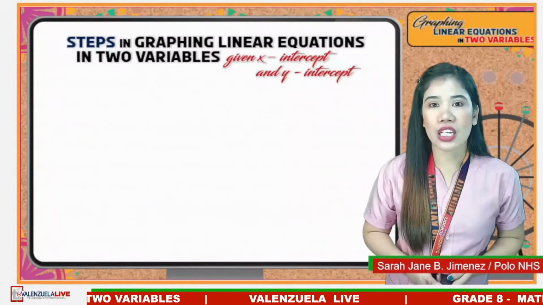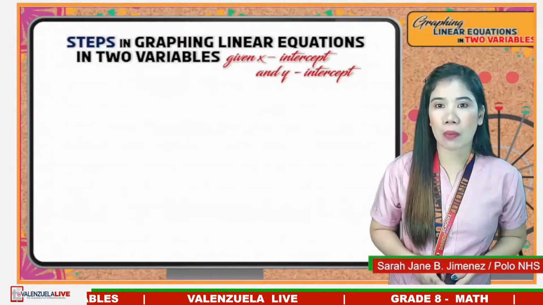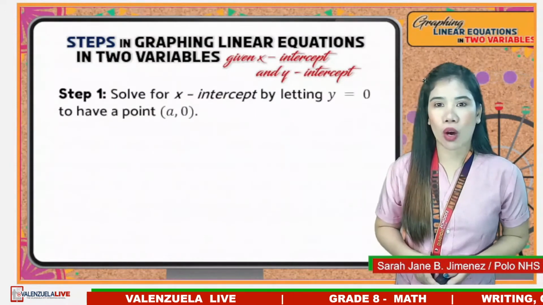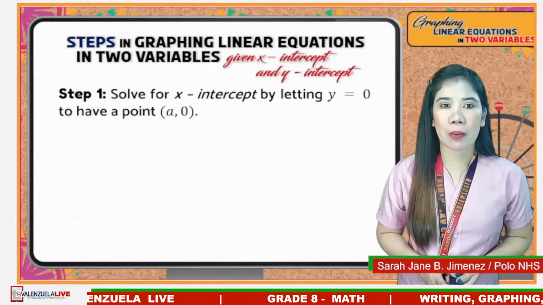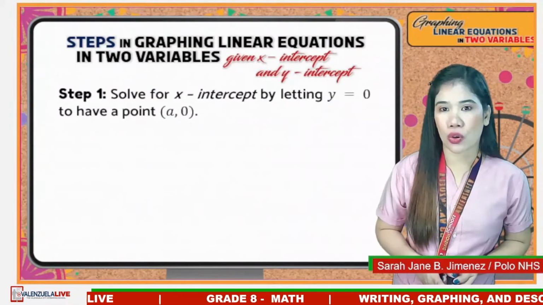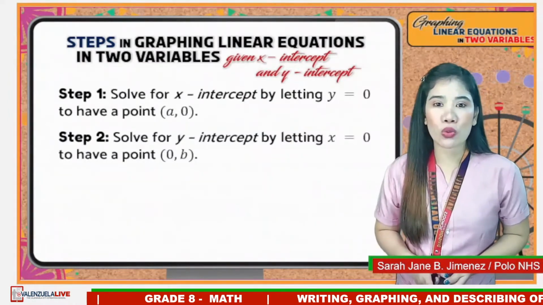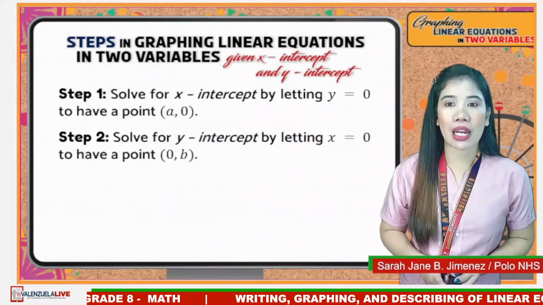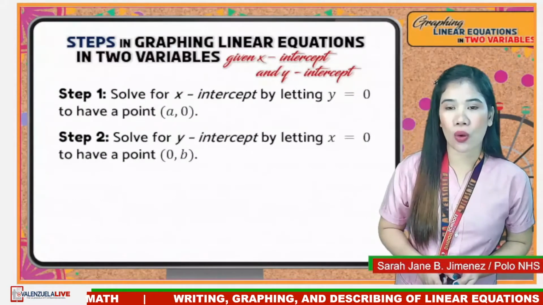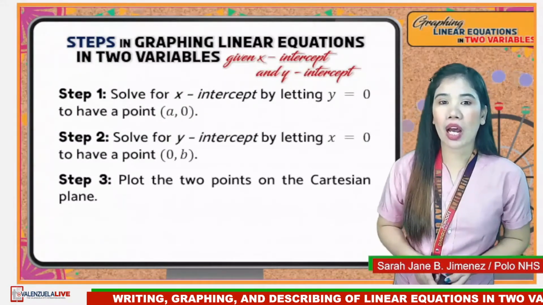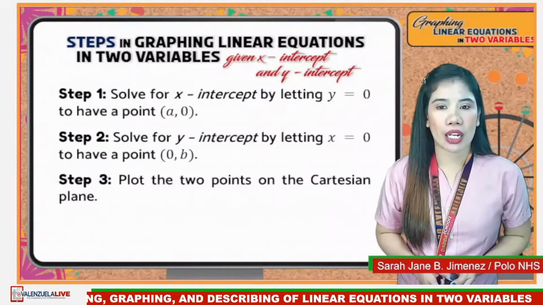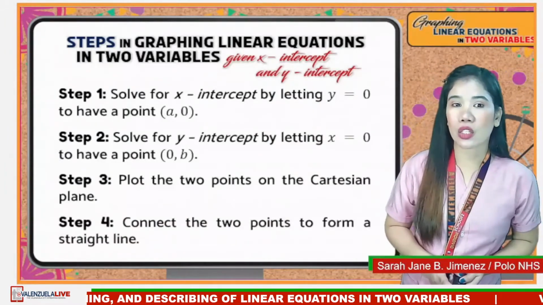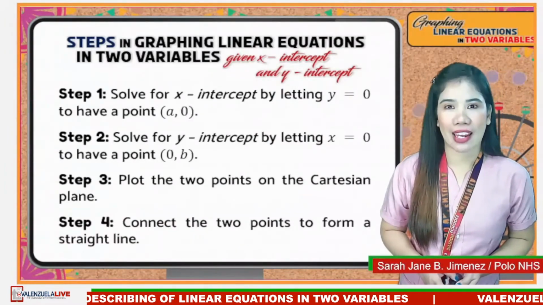The steps in graphing a linear equation in two variables given its x-intercept and y-intercept are: Step 1, solve for the x-intercept by letting y equal 0. Step 2, solve for the y-intercept by letting x equal 0. Step 3, plot the two points on the Cartesian plane. And lastly, connect the two points to form a straight line.